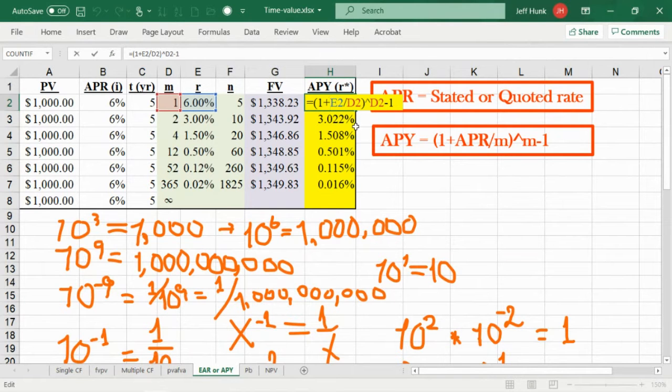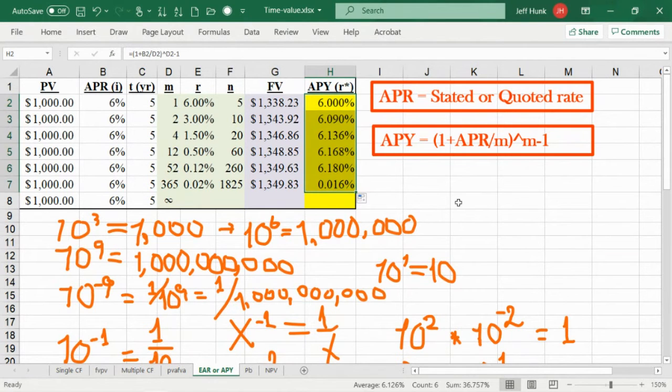Something raised to D2. What happened? This is not right. What's going on? Oh, that was not E2, but B. There you go. All right. So this way you found the APY.